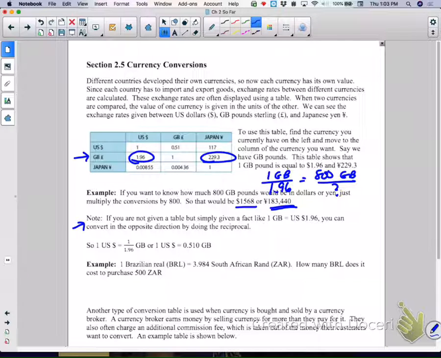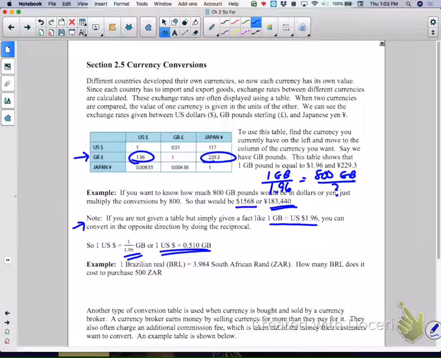Now, if you need to know something that is not in a table: in this case, I can go easily back and forth between Great Britain pounds, U.S. dollars, Japanese yen and so on. But what if they had just told me that one Great Britain pound is equal to $1.96, and I wanted to go from U.S. dollars to Great Britain pounds? Again, I could do a proportion, or we can find the conversion rate in the other direction by doing the reciprocal. To go from one U.S. dollar to Great Britain pounds, I do the reciprocal of that exchange rate. So one U.S. dollar is equal to 0.510 Great Britain pounds.